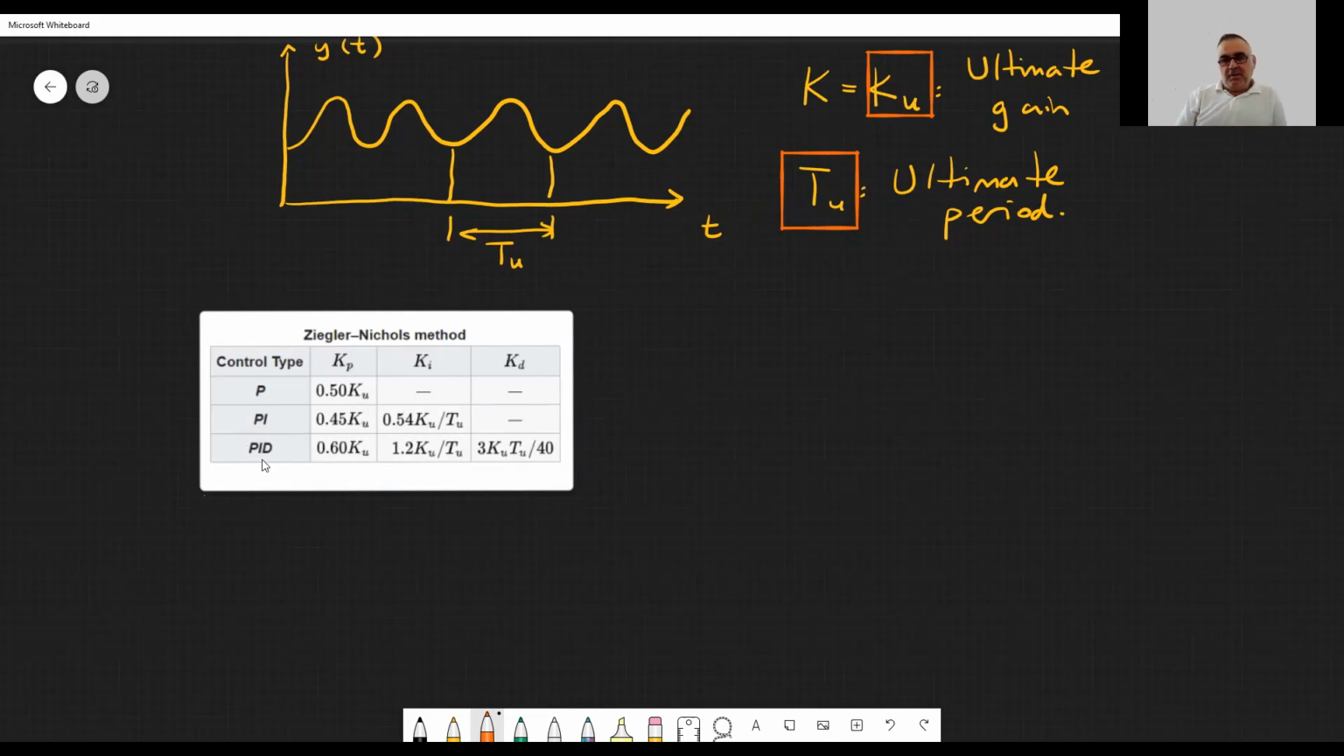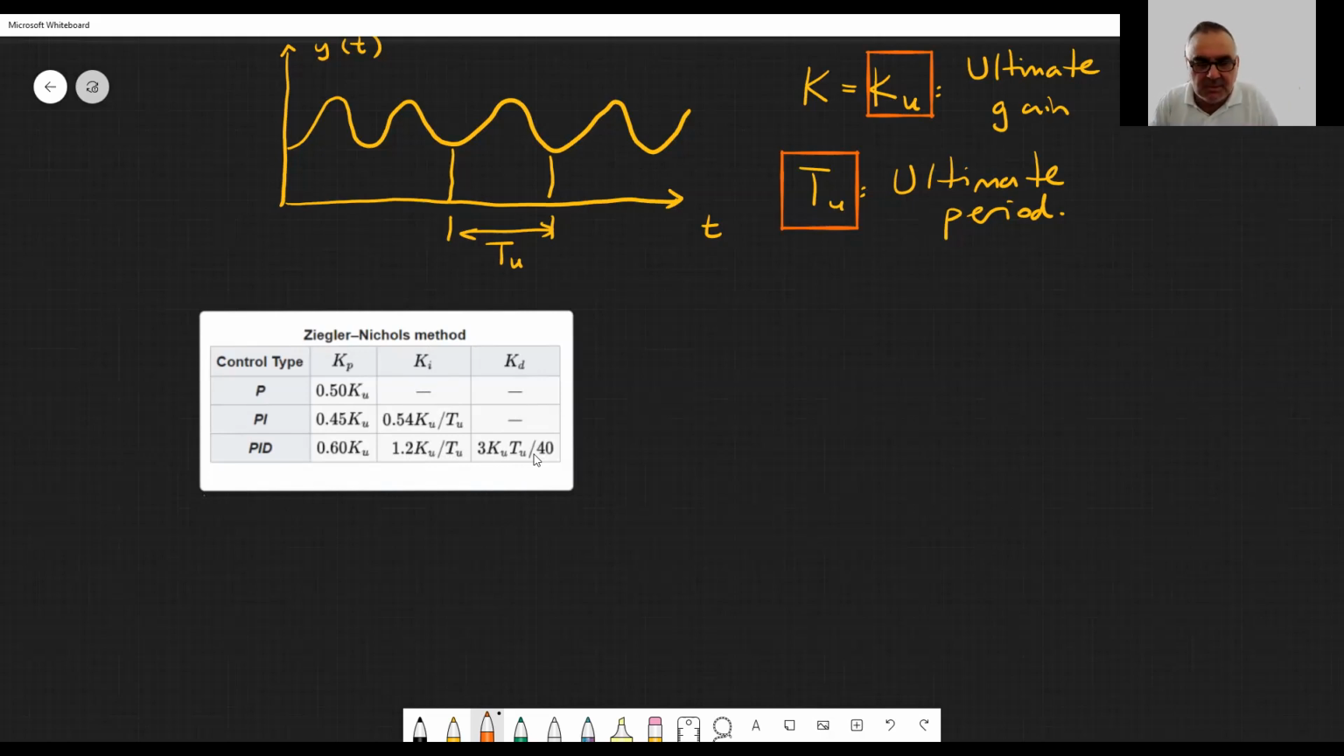And then for the PID controller, they set Kp to 0.6 Ku, Ki to 1.2 Ku over Tu, and Kd to 3 Ku Tu over 40. This is how you set your PID controller.